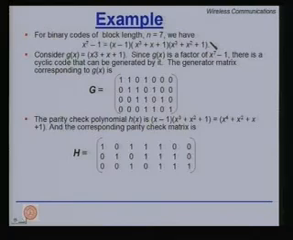Had I chosen my generator polynomial as x cubed plus x squared plus 1, it is also a valid generator polynomial, because it is monic and it is a factor of x raised to the power 7 minus 1. In that case, the product of x minus 1 and x cubed plus x plus 1, the first 2 terms, would have been h of x. So, g of x times h of x is x raised to n minus 1.